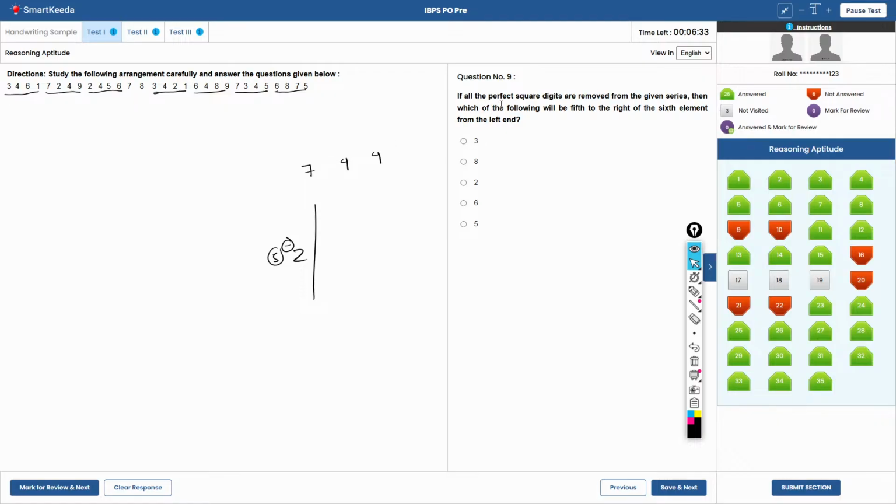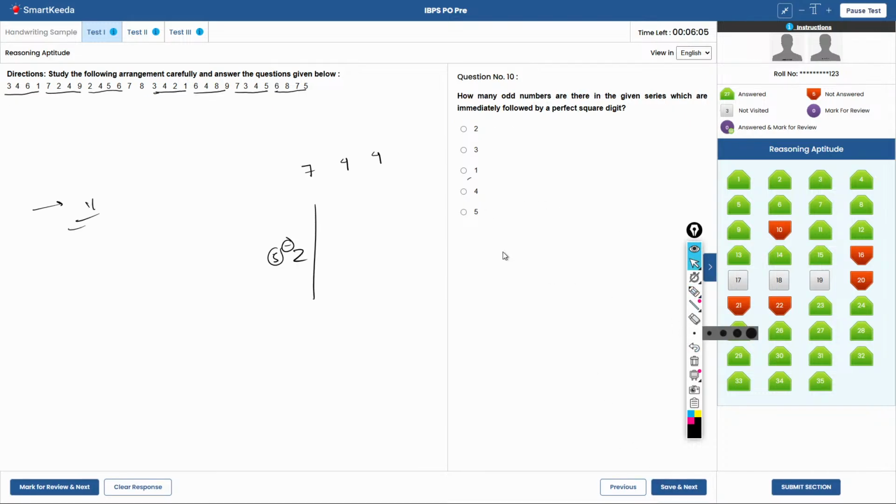If all the perfect square digits are removed from the given series, then which of the following will be 5th to the right of 6th from the left? So 11th from the left. All squares are removed. So 1, 2, 3, 4, 5, 6, 7, 8, 9, 10, 11. So 2.